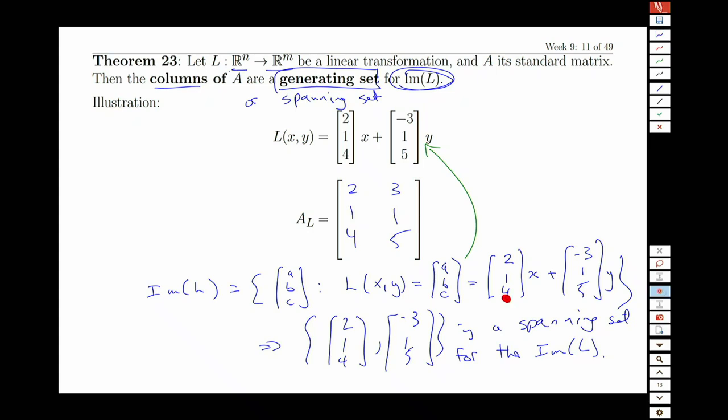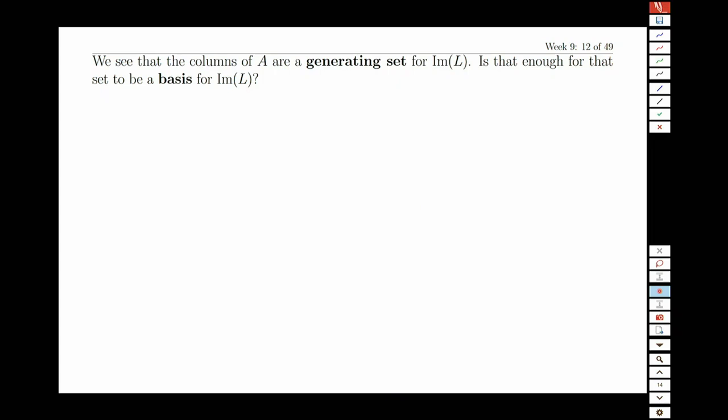And again, that's just because what is the image of L? It's all the linear combinations of those two vectors, so they're going to be a spanning set. I can make everything in the image from those two vectors because that's how we're making our image anyway. All right, so that's a generating set. Fantastic. But we want to get to dimension. We get to dimension through basis.